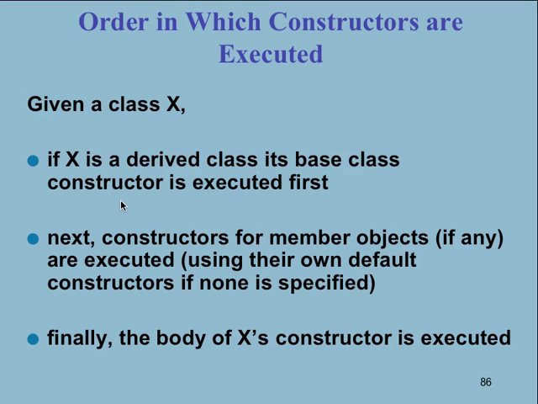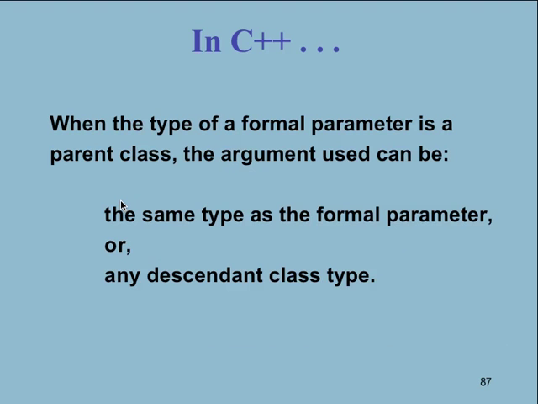Just to review the concept, here is the order in which the constructors are executed, given a class X. If X is a derived class, the constructor of the base class is executed first. Next, the constructors of the member objects, if there are any, are executed using their own default constructors. And finally, the body of X's constructor is executed. So it's the reverse order. It starts with the base and works up through all the inherited classes.